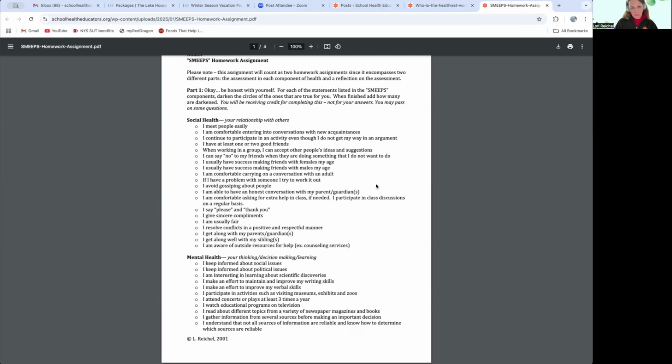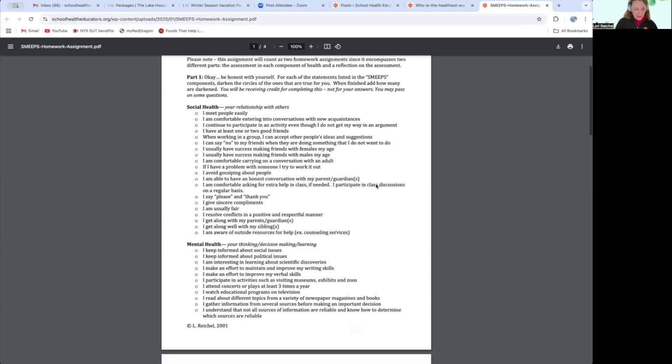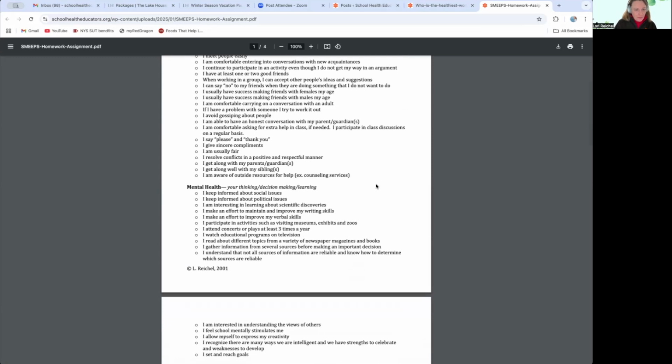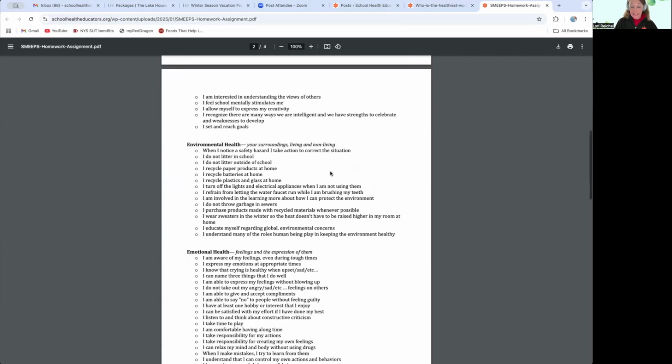But basically how it would work is I'd first make a comment like, okay, so stay standing if you can say no to your friends when they're doing something you do not want to do. And if they're all standing, great. Let me go on to mental health. I watch educational programs on television, and I'm reading right from the assessment I have on my screen. Then I go to environmental health. I recycle batteries at home. And if they say no, they have to sit down and then get back up.